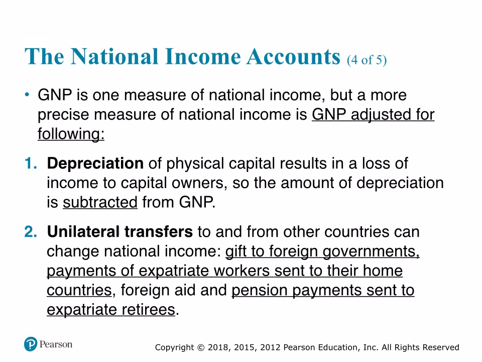Unilateral transfers also involve someone who is working in another country. Let's say payments of expatriate workers sent to their home countries are included in unilateral transfers. Who are these expatriate workers? For example, Americans working in London would be considered expatriate workers. And their payments sent to their home countries are always included in the GNP. Okay?